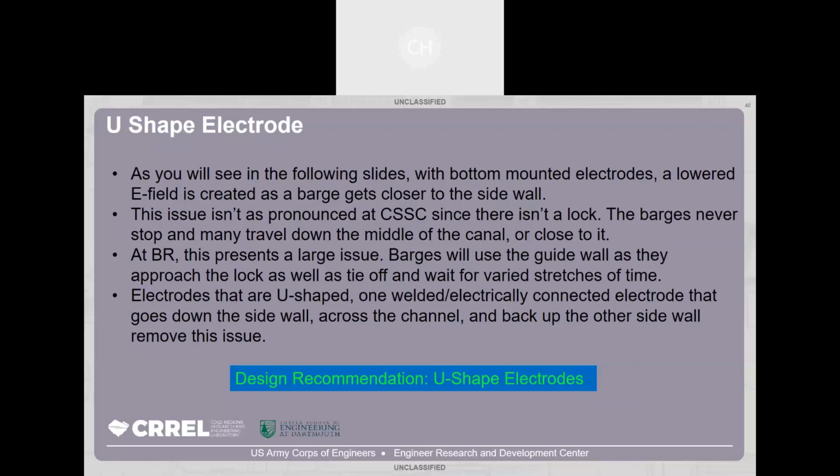Here I'm going to talk a little bit, a little speed up here, about the slight modification to the bottom mounted electrodes. That slight modification is the U-shape electrode as opposed to just one bottom mounted one. And this is done to try to help with those gaps on the side.